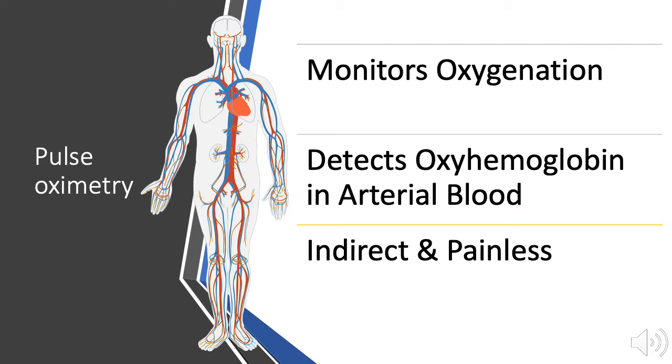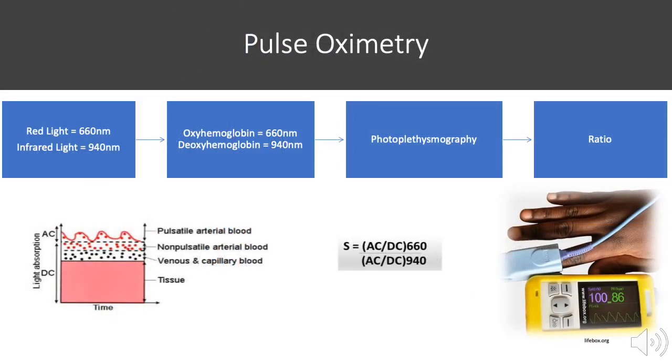Pulse oximeters are one of the most valuable monitors in patient care. Pulse oximeters measure oxygenation indirectly and are painless for the patient. Pulse oximeters use probes to shine red and infrared light through tissue beds. Red light has a wavelength of 660 nanometers. Infrared light has a wavelength of 940 nanometers. Sensors in the pulse oximeter detect the amount of light absorbed at each wavelength.